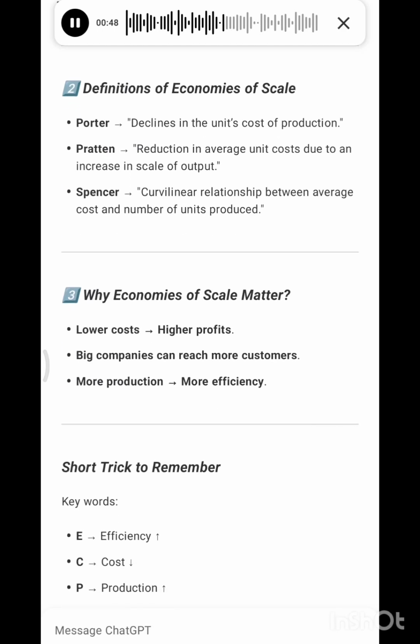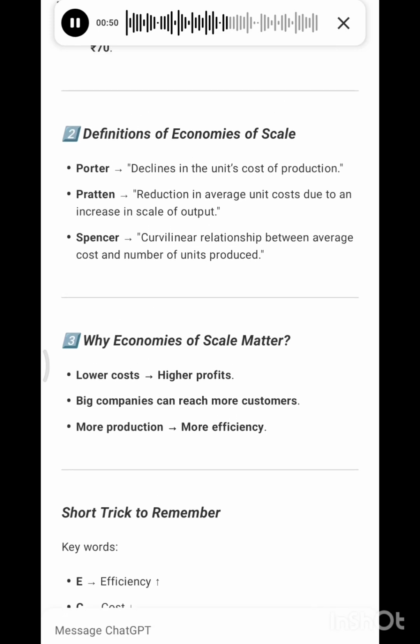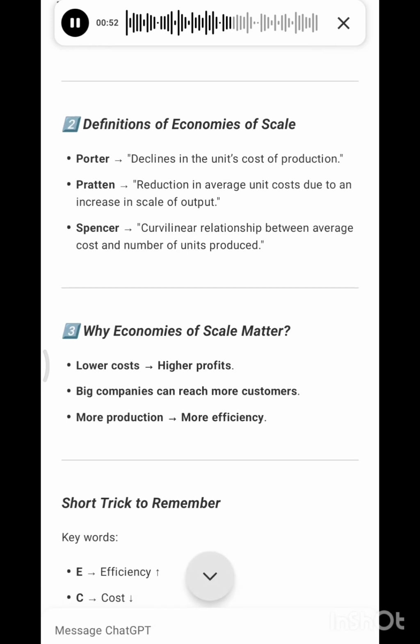2. Definitions of economies of scale. Porter: declines in the unit's cost of production. Reduction in average unit costs due to an increase in scale of output. Spencer: curvilinear relationship between average cost and number of units produced.